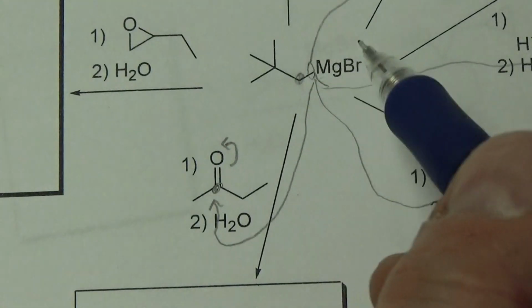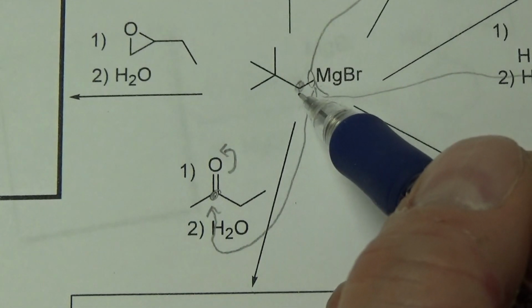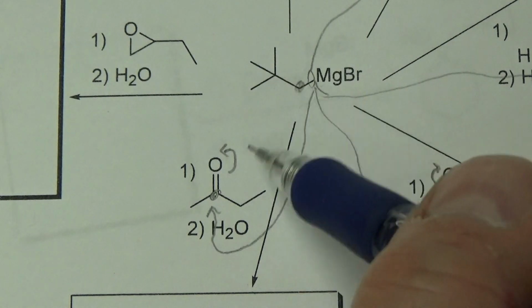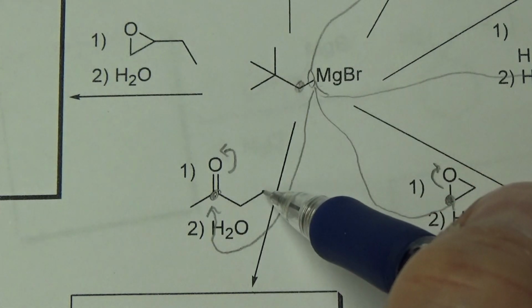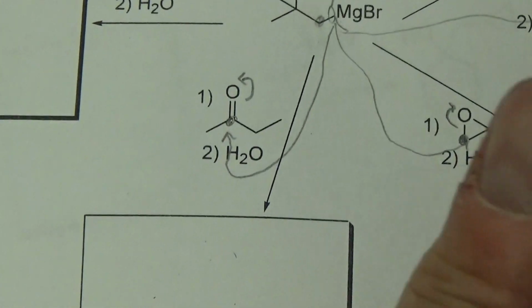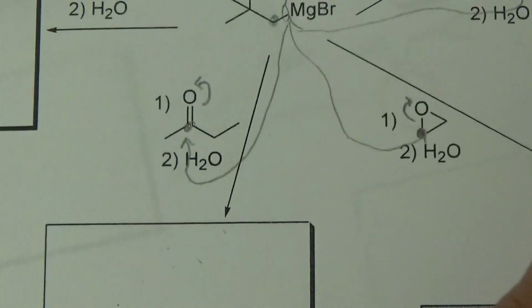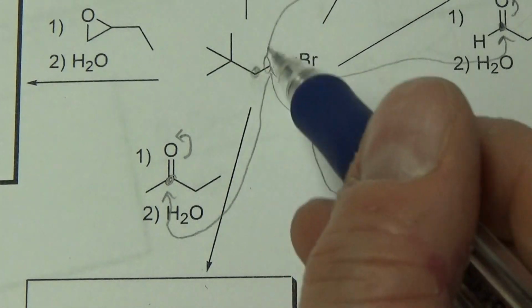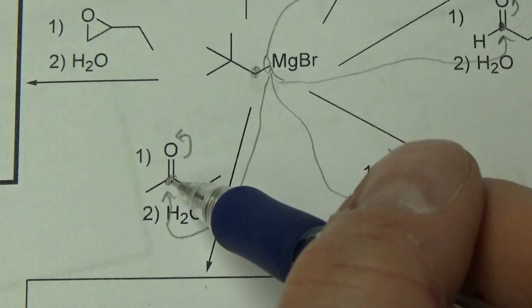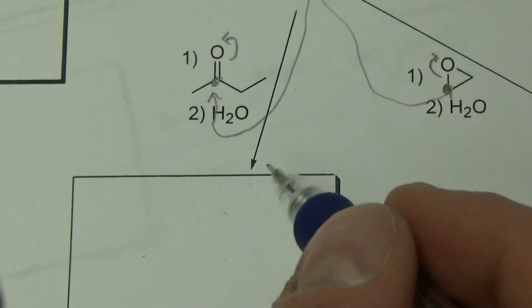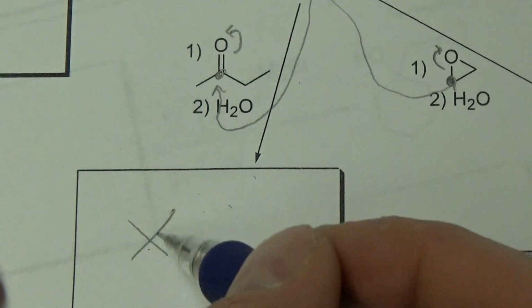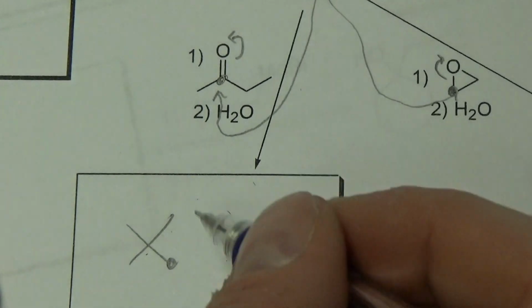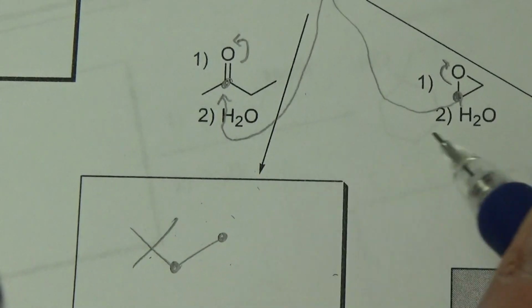So let's put it all together. How many carbons will we have in the product? We have 4, 5 here, and then we have 1, 2, 3, 4. So 5 plus 4 is 9. So let's put it all together. I usually start with the Grignard, and then I add the other part. So we'll start with the Grignard, and here's our first dot. And where's the second dot? Well, we'll put it right there.